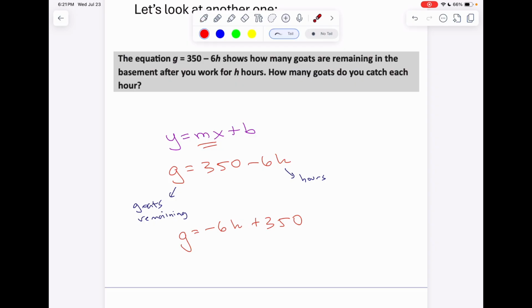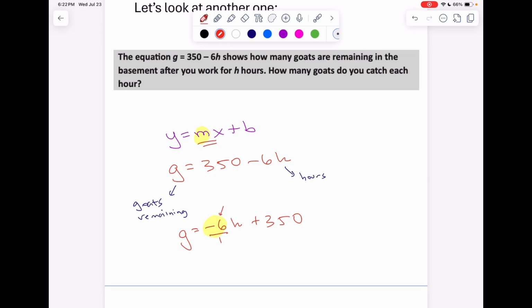So my g is my y value. My negative 6 is my slope. My h is my x. And my 350 is my b. So let's think about this. Because we usually think about the slope, let's talk about it first. We'll talk about our little slope guy right here. That's our negative 6. That's our m, the coefficient on our variable. We'll put it over 1 since we often think about slope as change in y over change in x.